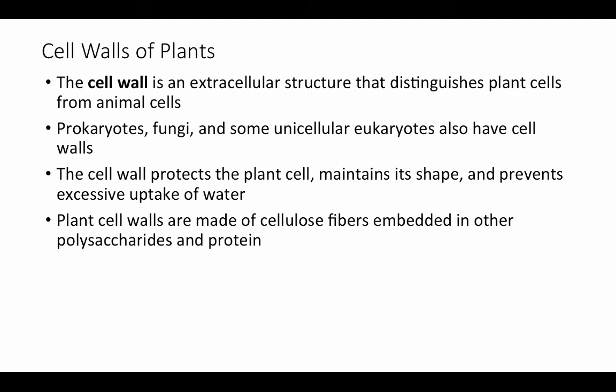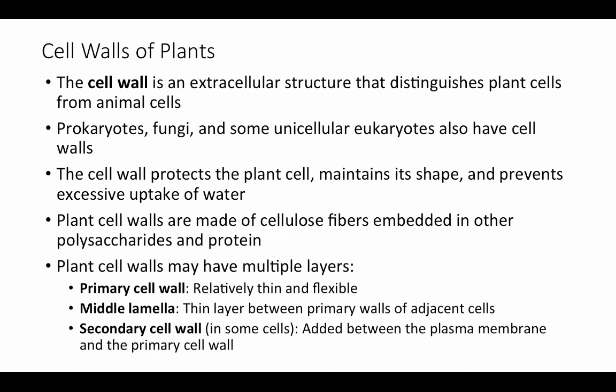Plant cell walls are made of cellulose fibers. Remember, we took a look at those when we were talking about carbohydrates. And remember that they are these very stable networks of carbohydrate polymers that are joined together by hydrogen bonds to create a stable sort of meshwork of fibers. And these are going to be embedded in other polysaccharides and protein to give it additional cohesion and stability.